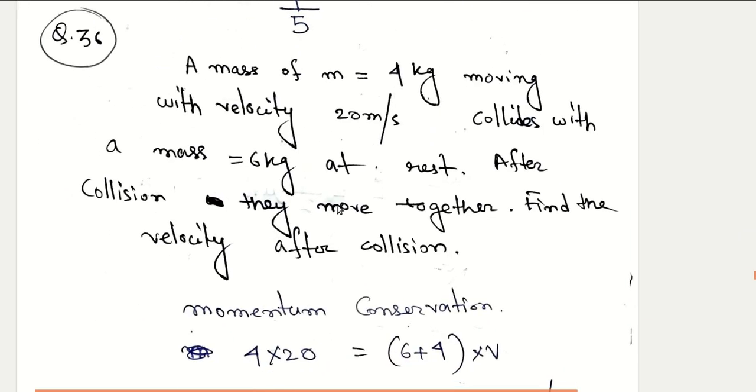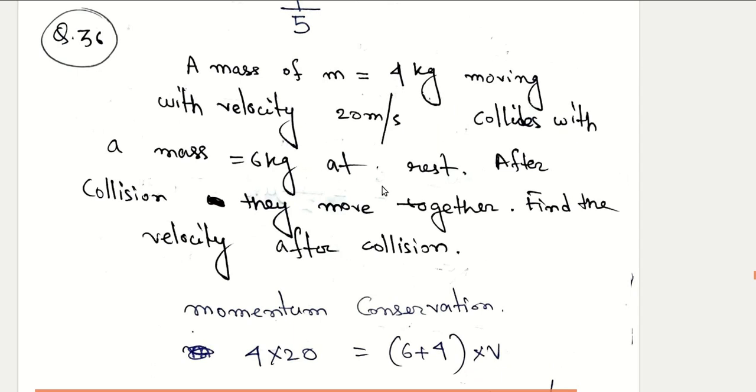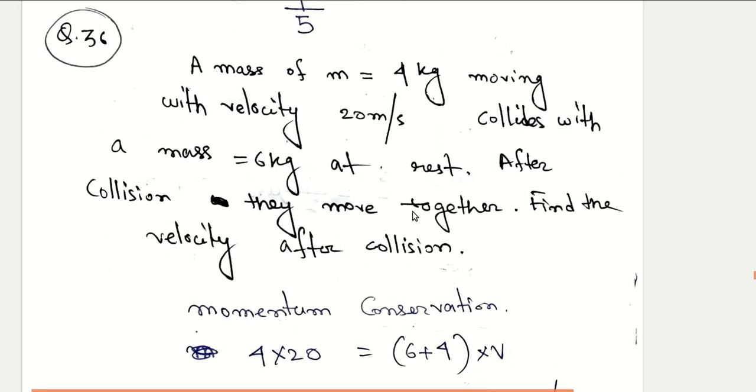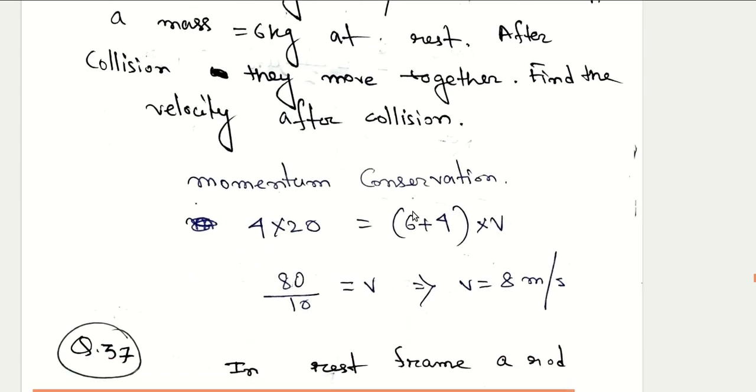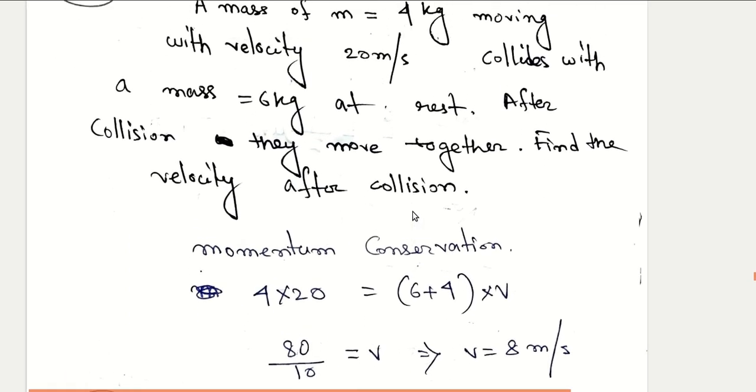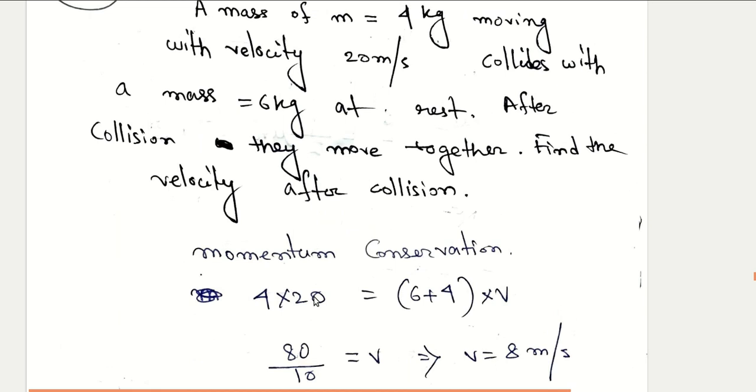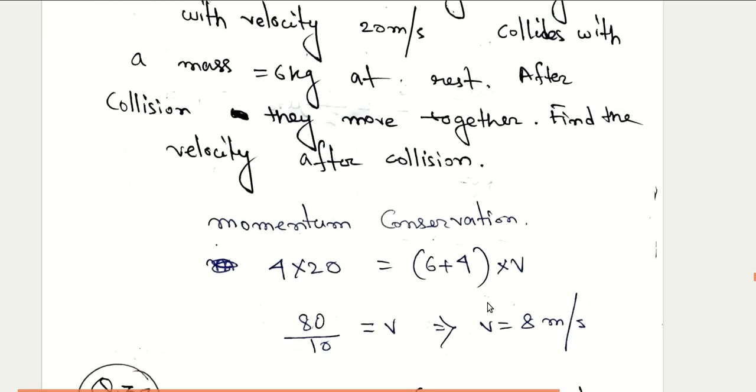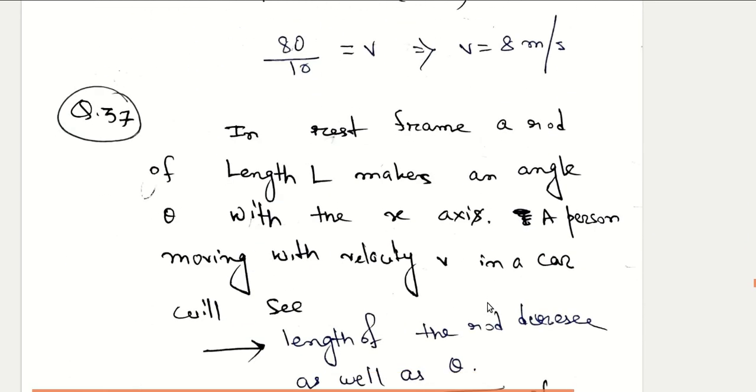Now a mass of 4 kg moving with a velocity of 20 meter per second collides with a mass of 6 kg at rest, and after collision they move together, and you need to find the velocity after collision. This is very straightforward because the second mass was at rest, so 4 into 20 is equal to 6 plus 4 into v, which will give you 8 meter per second.